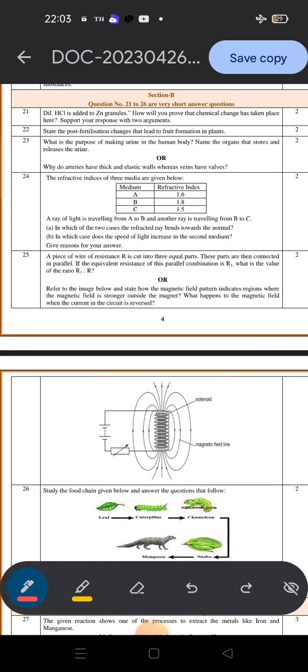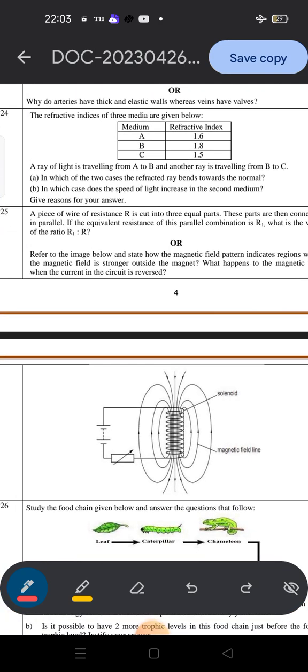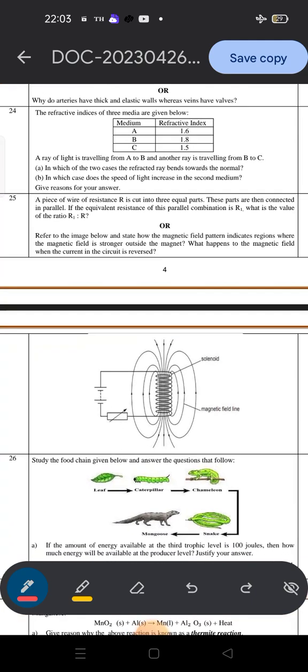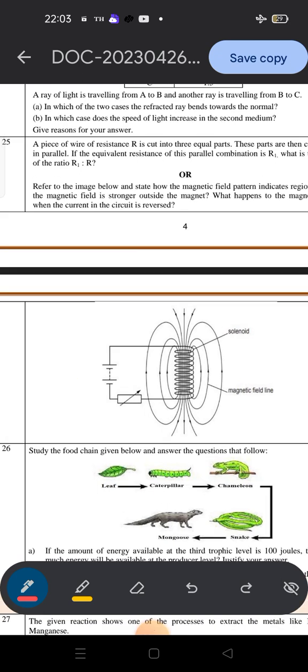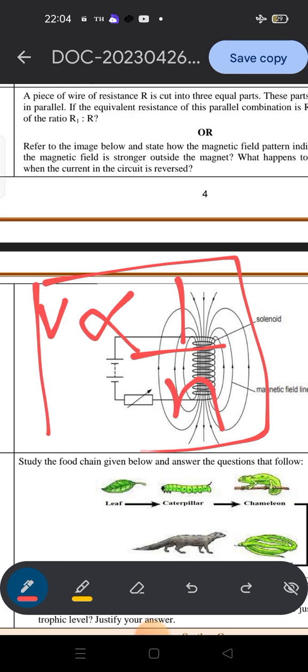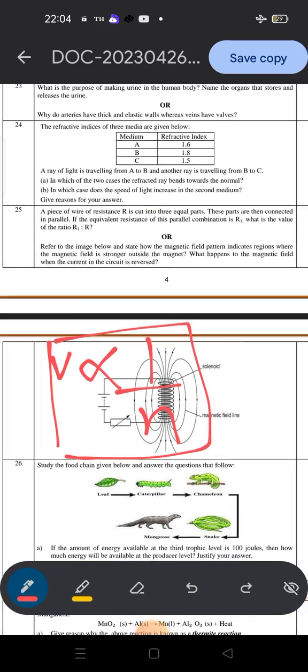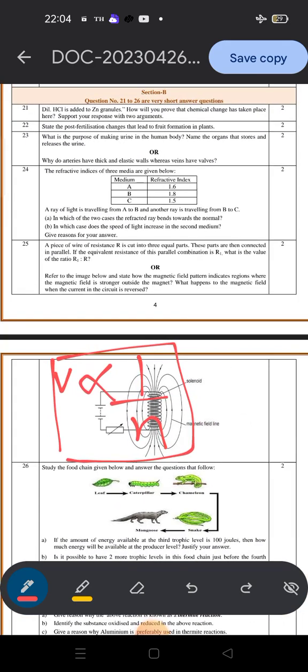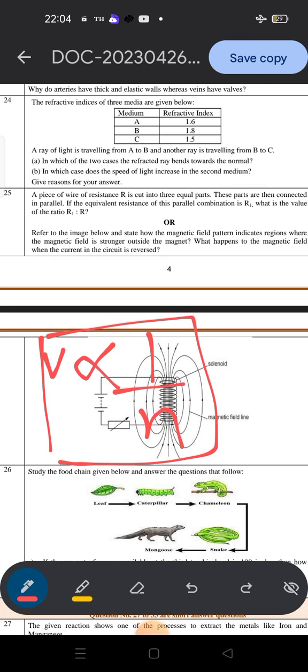Now the question is, does the speed of light increase in the second medium? How do we decide the speed of light based on the given information? We need to compare the speed of light based on the refractive indices. Remember, speed of light, if I represent it as V, is inversely proportional to refractive index. Here N represents refractive index. So speed of light is inversely proportional to refractive index. Means what? If refractive index is less, speed of light will be more, or if refractive index is more, speed of light will be less.